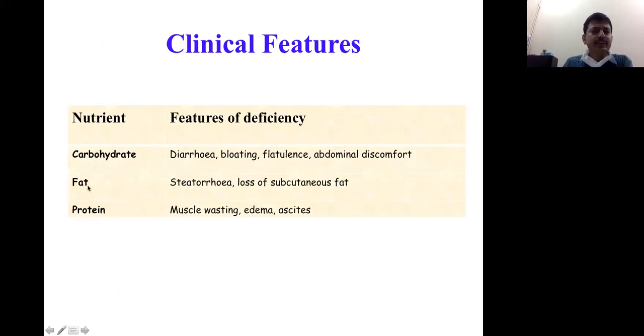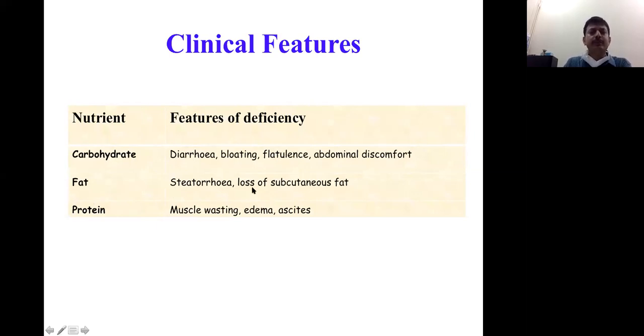We have carbohydrate, we have fat, and we have protein. So if the carbohydrate is not absorbed, gas, etc., this is going to lead to bloating, flatulence, discomfort in abdomen. If fat absorption is not good, then there will be fat in the stool and the patient will have steatorrhea.